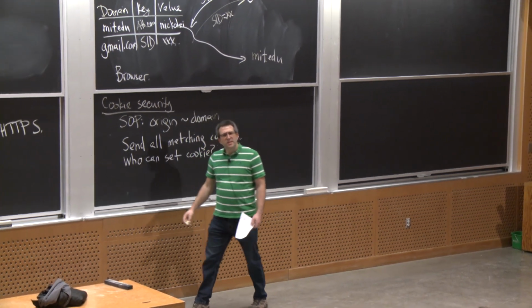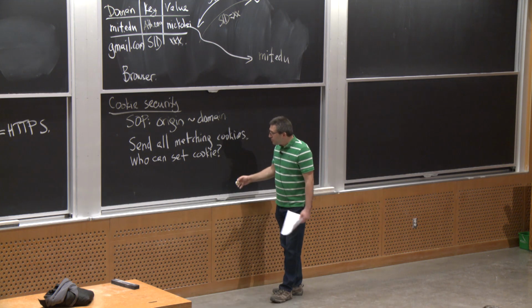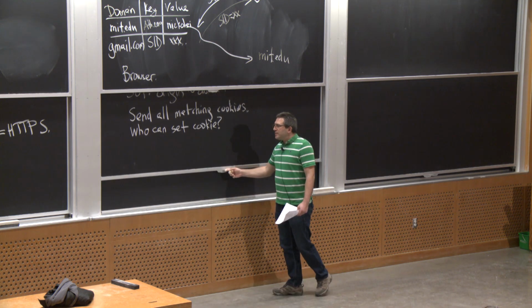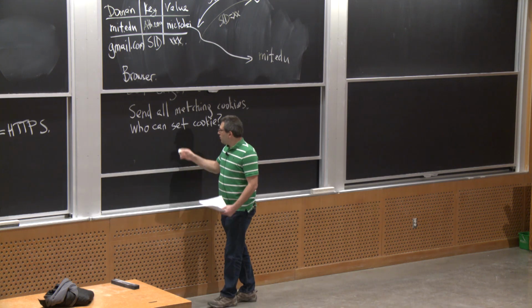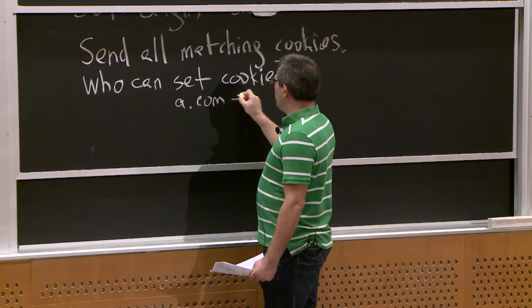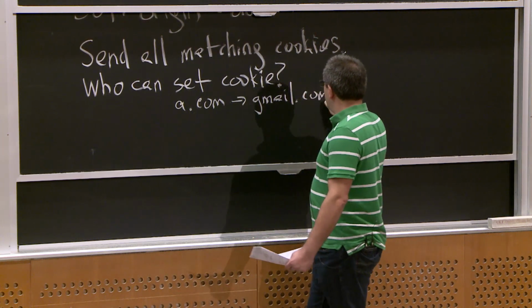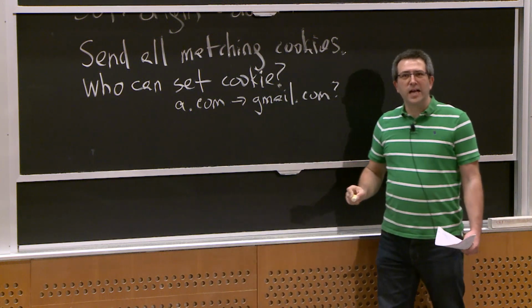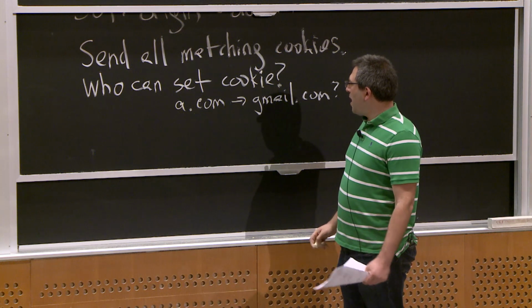That make sense? Somewhat of a subtle attack, but nonetheless one that many of these sites worry about quite a bit. So for example, one question is, should a.com be able to set a cookie for the domain gmail.com? So it seems like an answer that's probably no. OK, easy enough to answer.